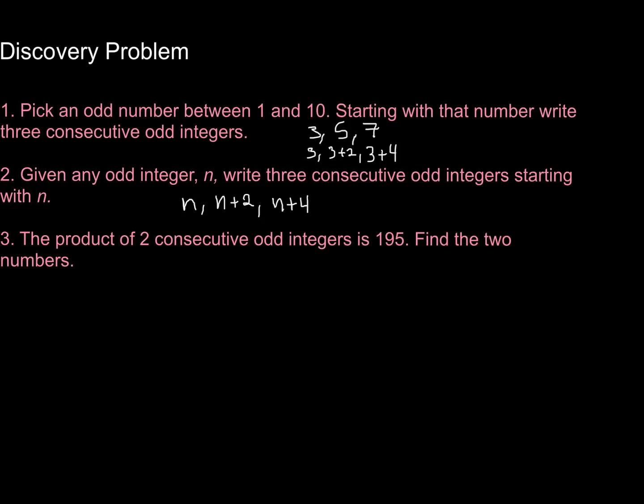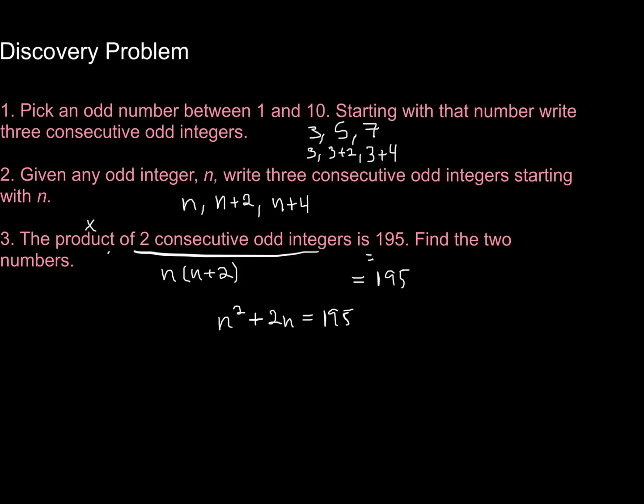So now if I have the product of 2 consecutive odd integers, and that equals 195, then what I'm doing is really writing an equation that looks like this. I have 2 consecutive odd integers. Let's say the first one is n. The one that comes after that will be n plus 2. So the product means I'm multiplying n times n plus 2. And that has to equal 195. All right, so I want to find the two numbers. Well, I have n squared plus 2n equals 195.